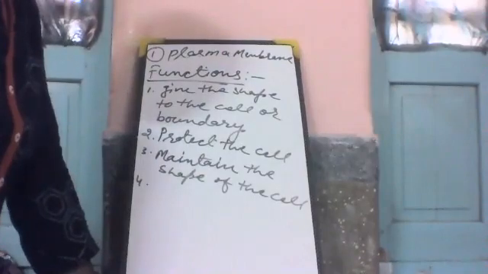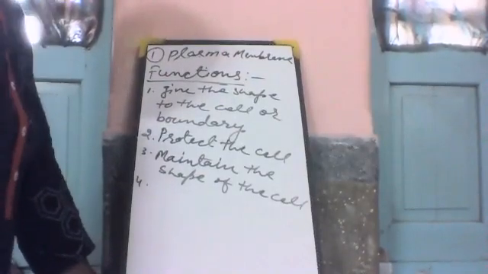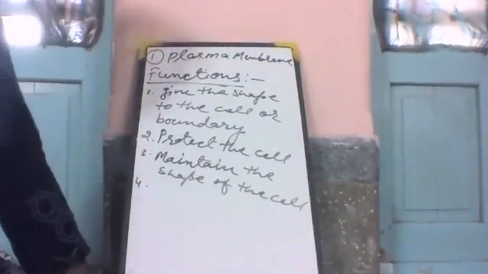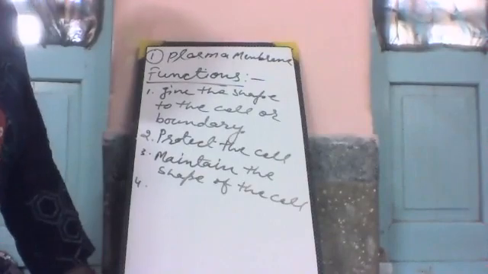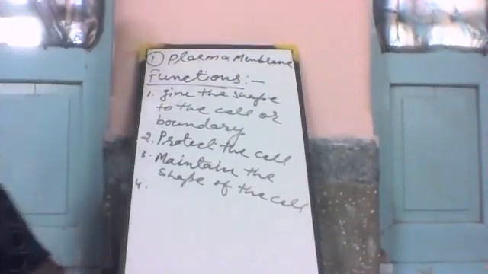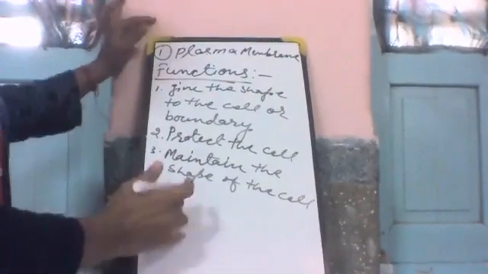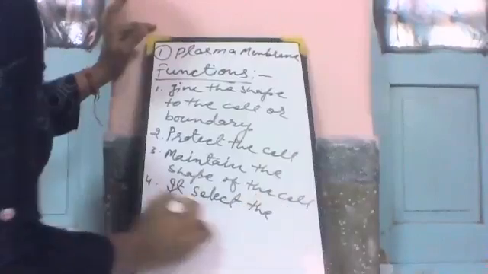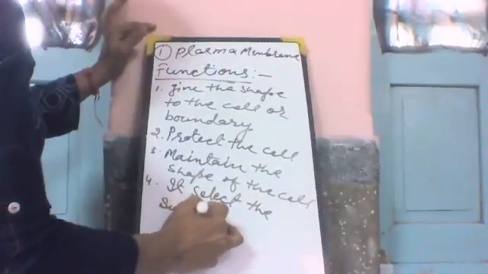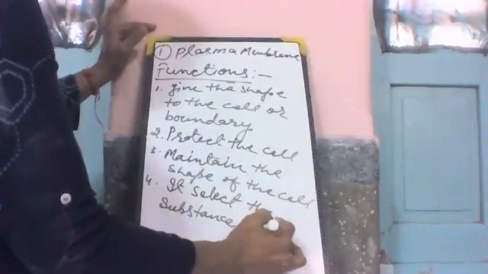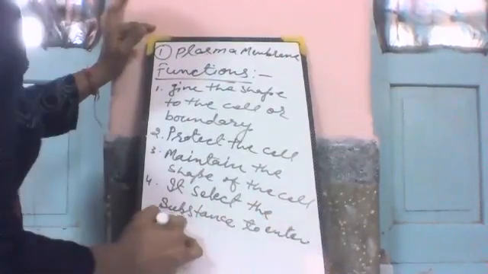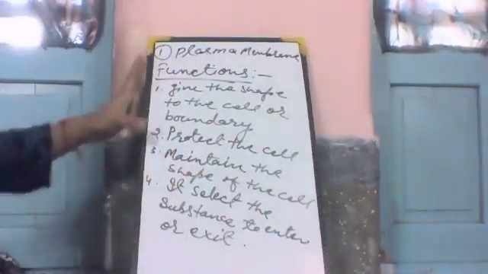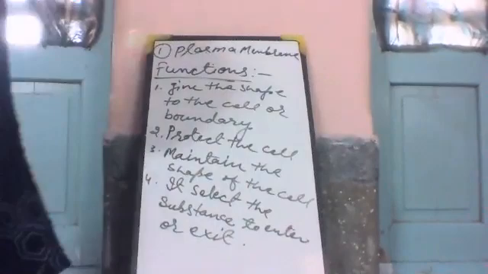The pores of plasma membrane allow the entry and exit of only selected substances. They prevent the movement of other substances. Thus, the plasma membrane is called selectively permeable. It selects which substances enter or exit. These are the functions of plasma membrane.